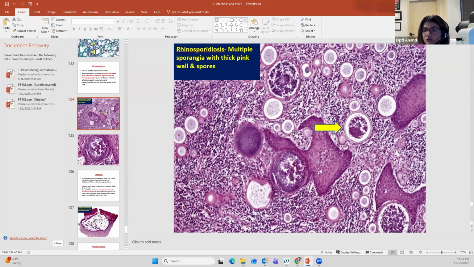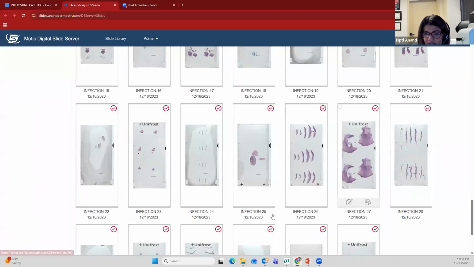Don't confuse this with rhinoscleroma, Klebsiella rhinoscleromatosis, which is different and produces these Mikulicz cells and plasma cells, which again is in this PowerPoint. So I want you to go back and look at those slides. So this is rhinosporidiosis. These are the big organisms in your differential diagnosis when you see them. Okay, so do you guys have any questions till now?